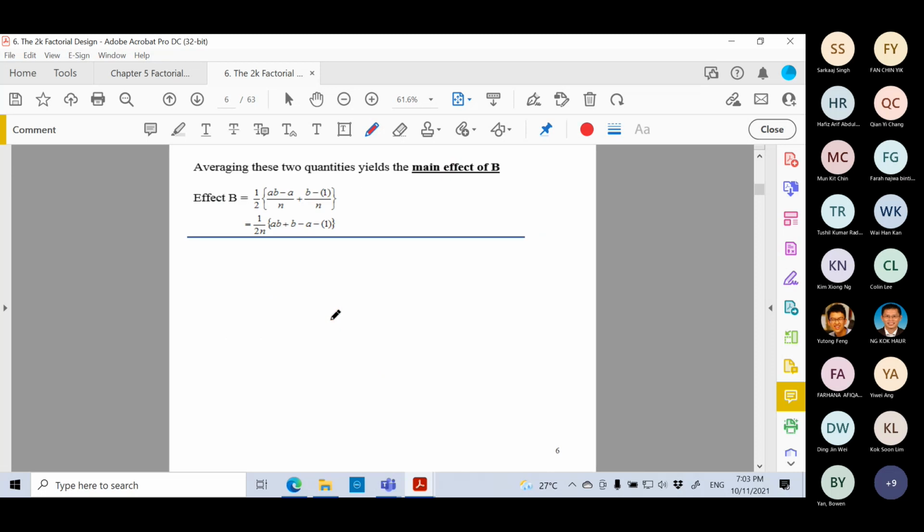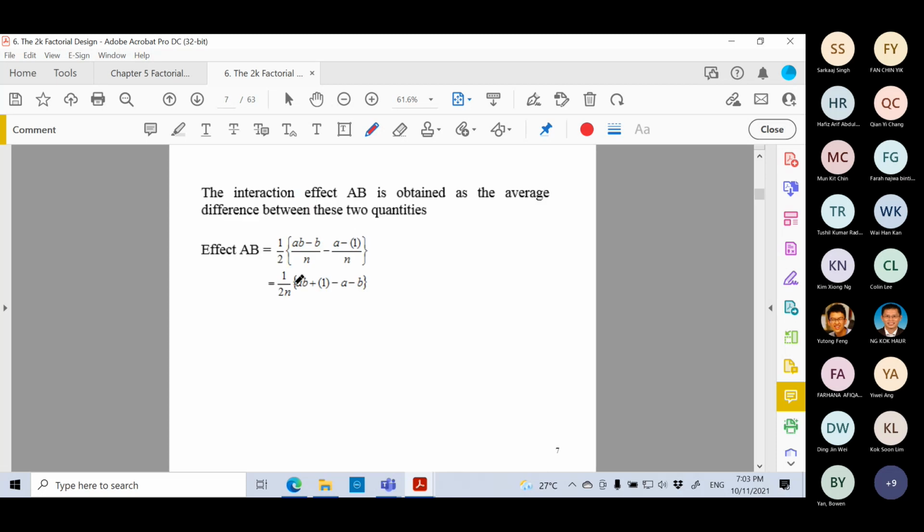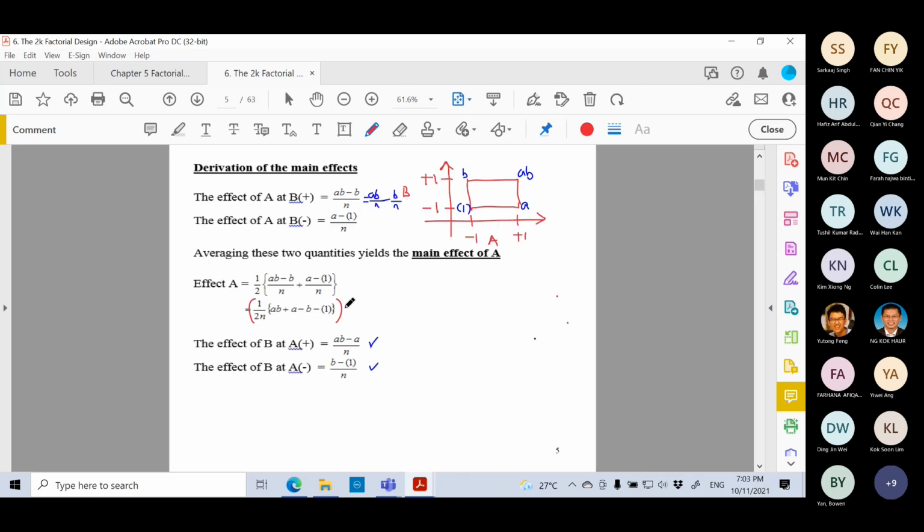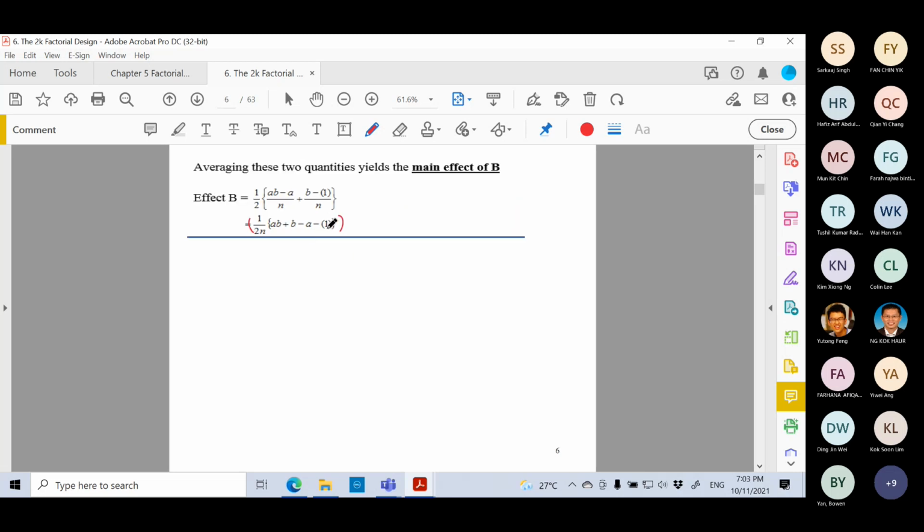And then after that, you have another formula, the effect for B. Then the third one will be the effect of AB. So all of them are based on AB plus 1 minus A minus B, and then here is AB plus B minus A minus 1. So how are you going to memorize? The effect here is actually related to the table you had before.